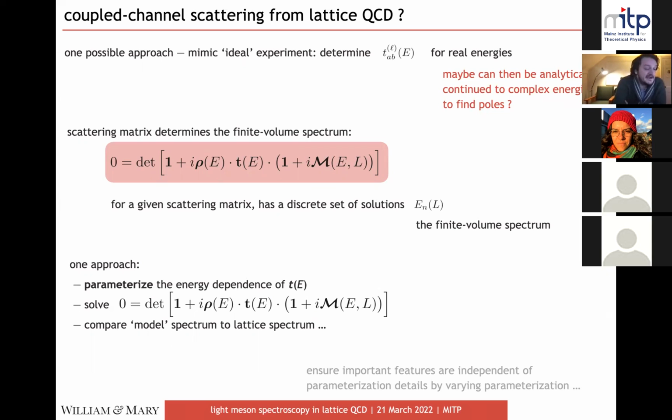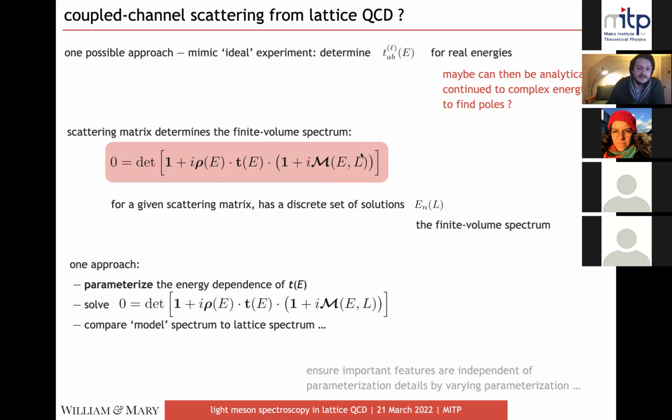So of course, what we actually have access to is the finite volume spectrum from a lattice QCD calculation. And I show here in the red box the equation which relates the two. So you see what you've got in the square braces here is a matrix. And in that matrix is the phase space, which is a relatively simple known quantity, the T matrix, which is what you want to know, and a matrix here, M, which is a function of both energy and the volume in which you work. And this is a bunch of kinematic functions that you know. They reflect the shape of the box, essentially.